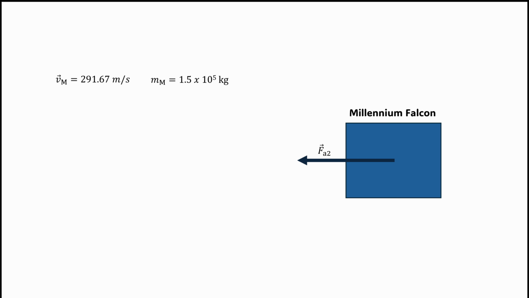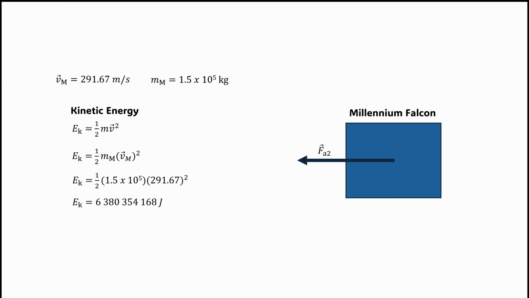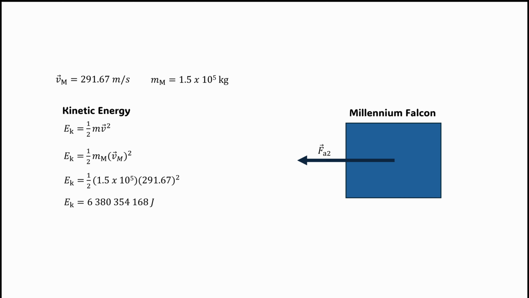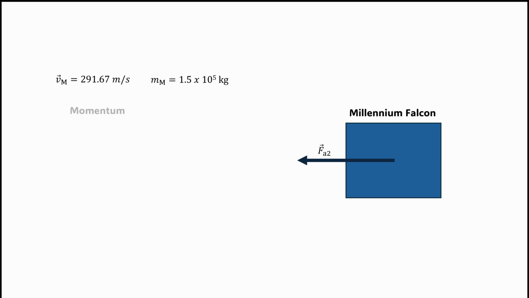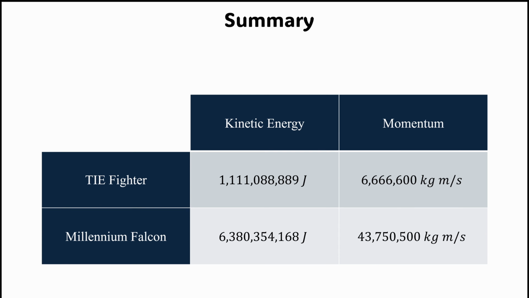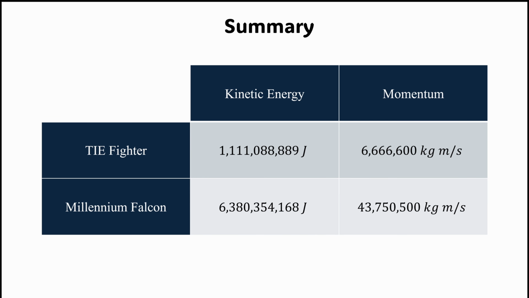and the mass of the Millennium Falcon is 1.5 times 10 to the 5 kilograms. Thus, the kinetic energy is 6,380,354,168 joules, and the respective momentum would be, of course, 43,750,500 kilograms meters per second. These results make physical sense. The TIE fighter has less kinetic energy and momentum than the Falcon due to its substantially lower mass and both crafts having similar speeds.